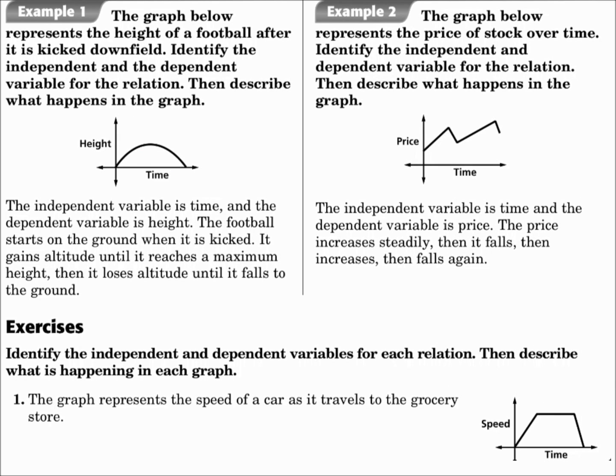Example 2. The graph below represents the price of stock over time. Identify the variables and describe what happens. On this one, the independent variable is time. Again, you can't change time. It will go on by itself. The dependent variable is price. Look what happens. The price starts and then increases, then it falls, then increases, and then it falls again.